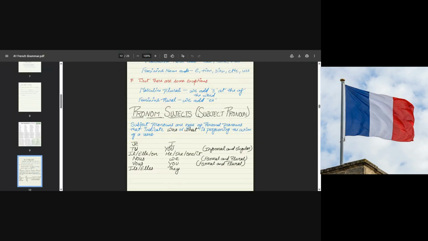Okay. Je, I, tu, singular and informal you, il, elle, and on, he, she, or it, or one. Nous, which means we. Vous, which means you, formal and plural you. Ils, they, third person plural case.